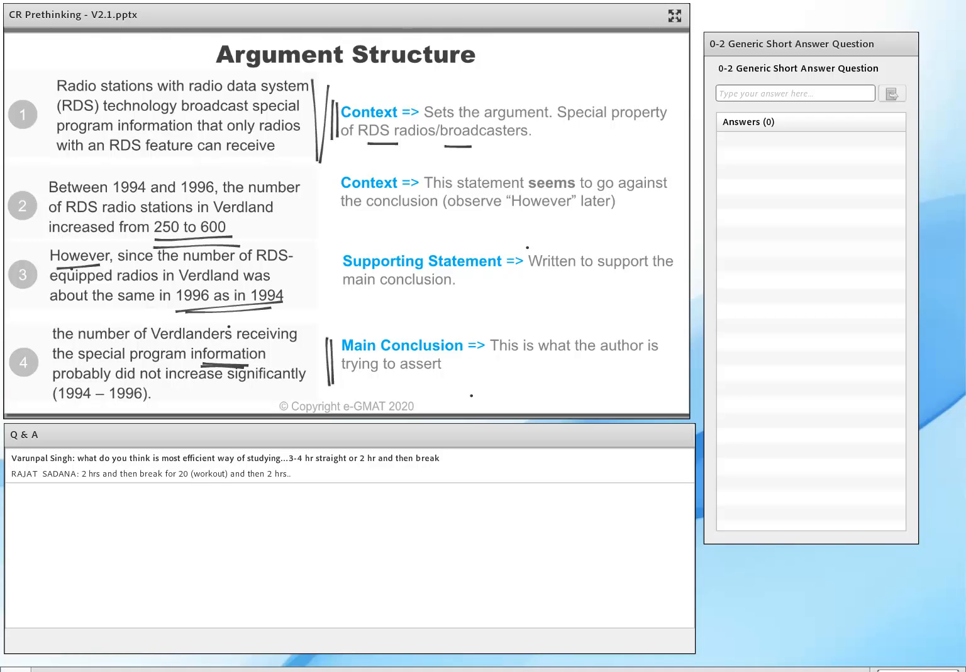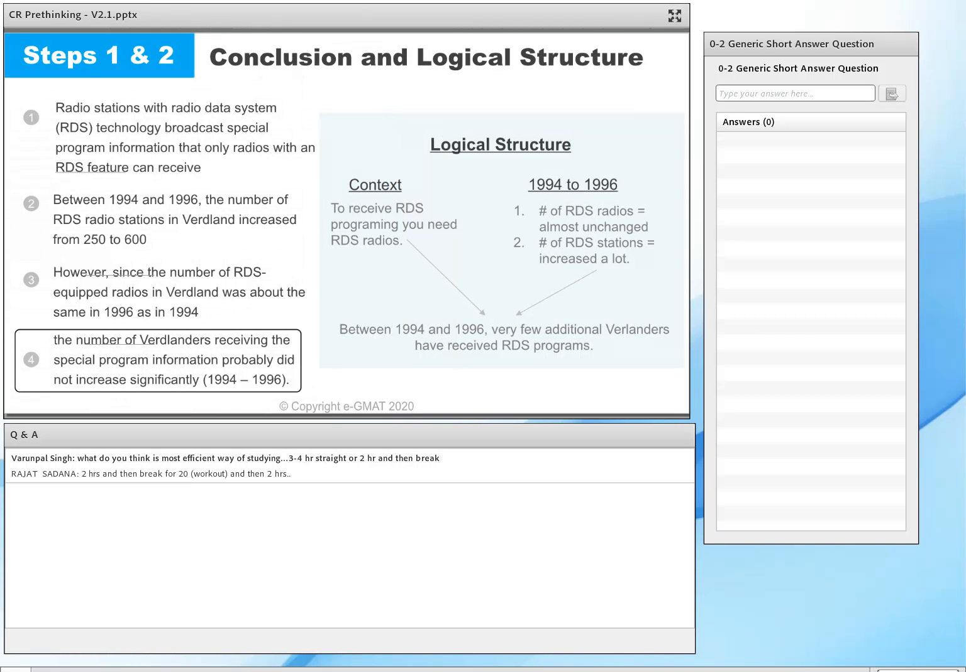Now statement number 3 is supporting my main conclusion. Statement number 2 is going against the main conclusion. Why? Because if you have more transmitting stations, you should have more people. Also, structurally, statement 3 and statement 2 are connected by a however, and if statement 3 is supporting the conclusion, then statement 2 should go against the conclusion. And statement 1 provides the context. So that's my logical structure over here. Is the logical structure clear to everyone? Is the logical structure clear?